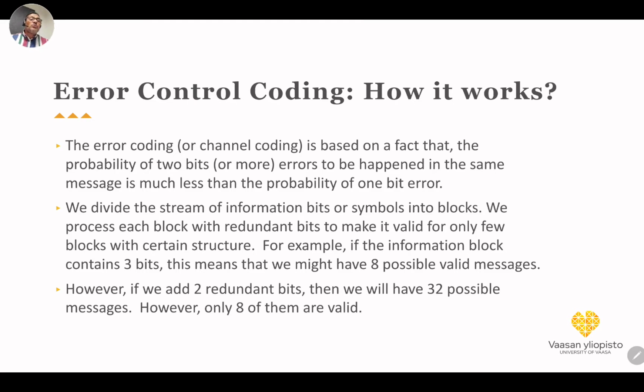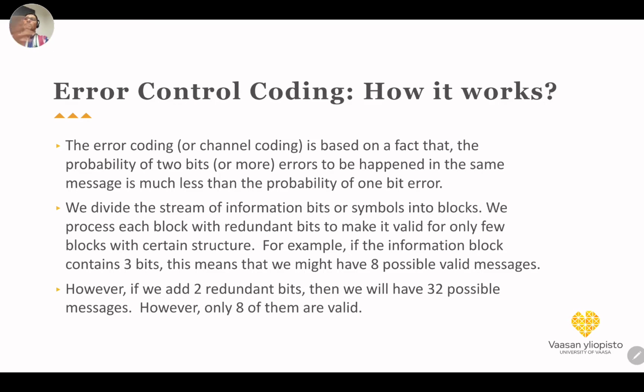Now we come to a very important question: how is it possible that we detect an error, or correct the error? This is a very important question to be asked, and we will try to answer it. Of course, there are many algorithms used for error control coding, but we will talk about the conceptual idea, what basis those algorithms are based on. The idea here is that we use redundant bits.